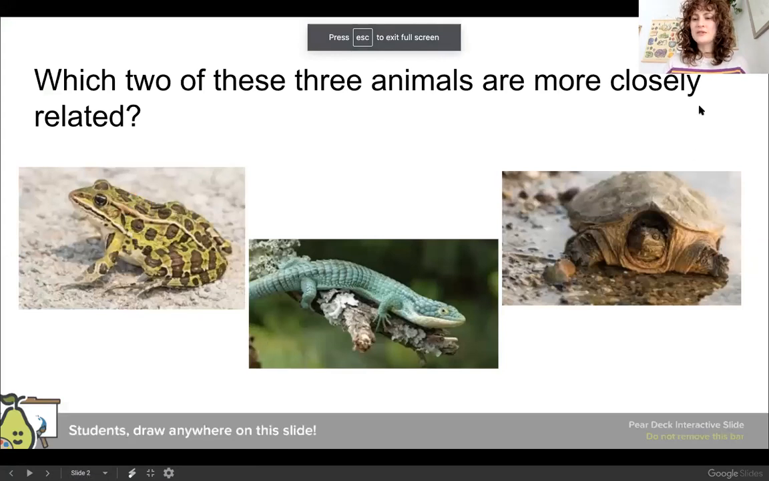So we have 3 animals here. Which 2 do you think are most closely related? We have a frog, a lizard of some sort, and a turtle. And the answer is the lizard and the turtle are more closely related because of their lifestyles. They are reptiles. A frog is an amphibian, so it has a different life cycle, different needs.